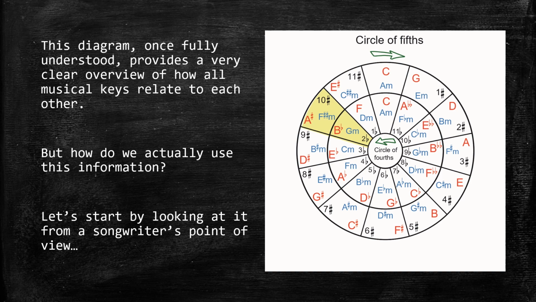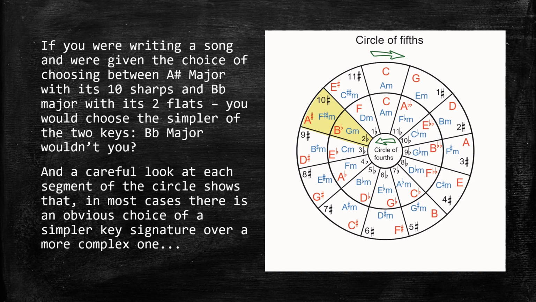But how do we actually use this information? Let's start by looking at it from a songwriter's point of view. If you were writing a song and were given the choice of choosing between A sharp major with its 10 sharps and B flat major with its 2 flats, you would choose the simpler of the 2 keys, B flat major, wouldn't you?